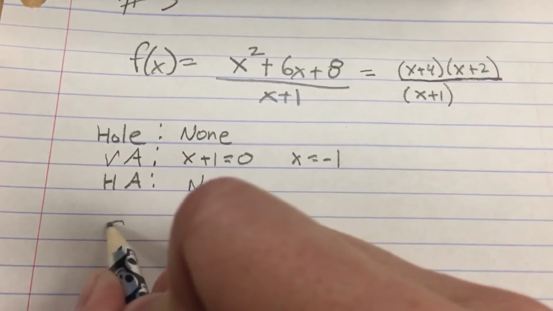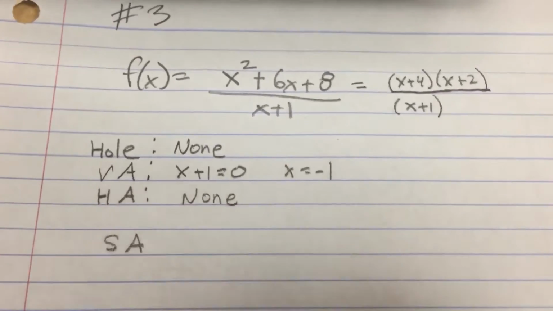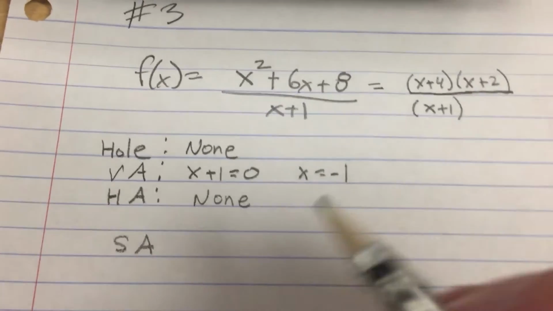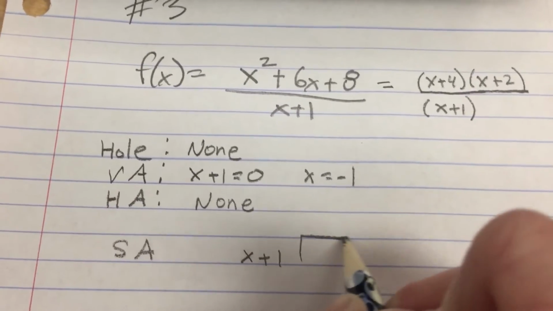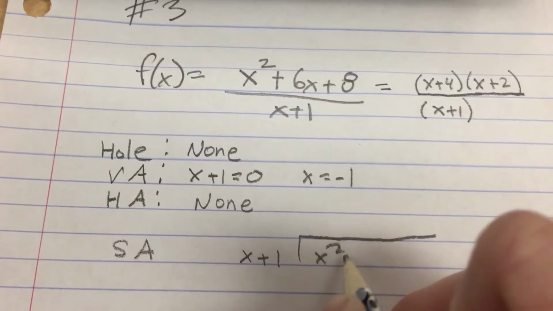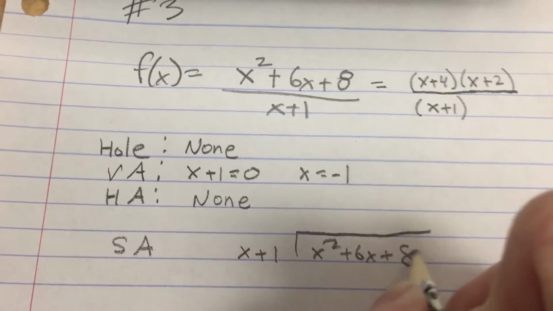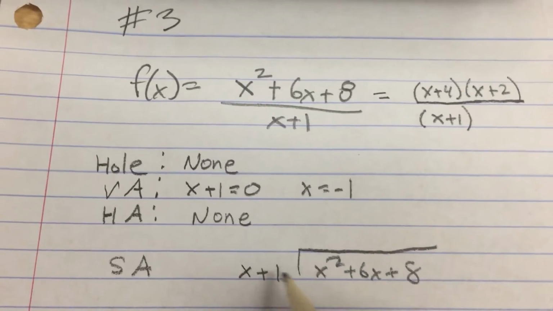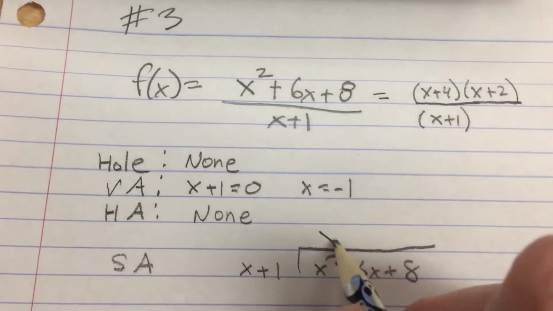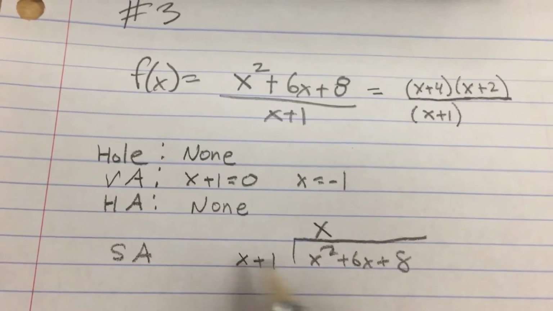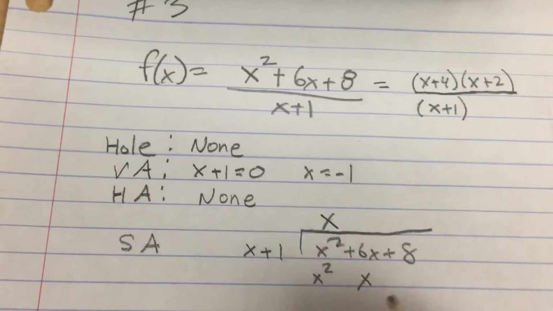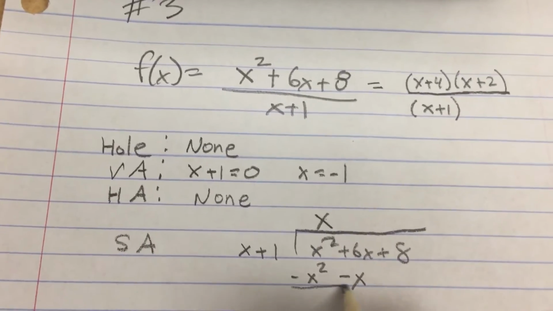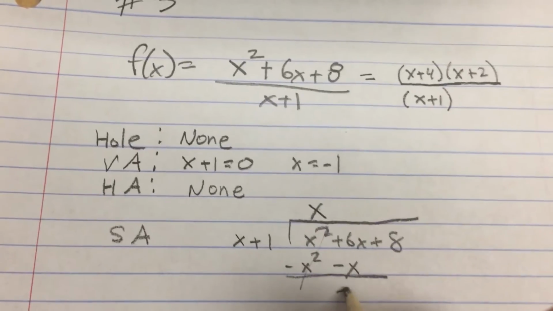So how do we find your slant asymptote? You are going to do long division. So this is good practice for your final. So I'm going to put x plus 1 on the outside, then x squared plus 6x plus 8 underneath. What times x gives you x squared? X. Multiply that, so x times x is x squared. X times 1 is a positive x. Subtract, subtract. That goes away.